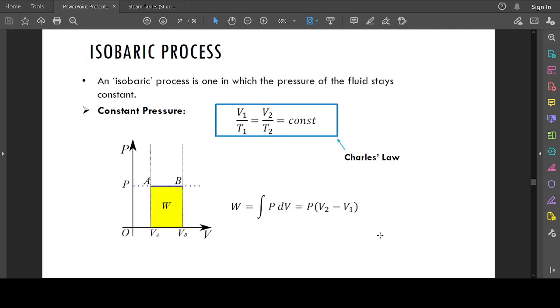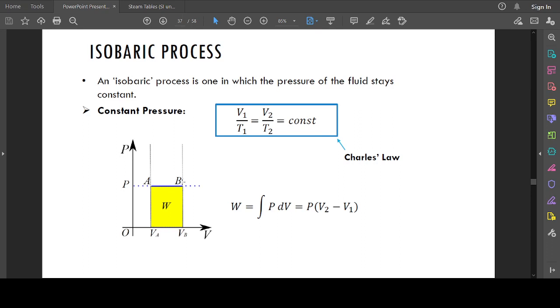So an isobaric process is one in which the system has a constant pressure. By so doing, the changing variables will be the temperature and the volume of the system. Now, that is represented by Charles' law and is given as V1 over T1 equals V2 over T2, all equal to a constant.